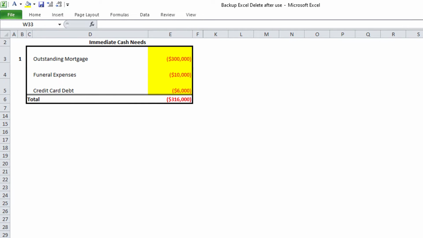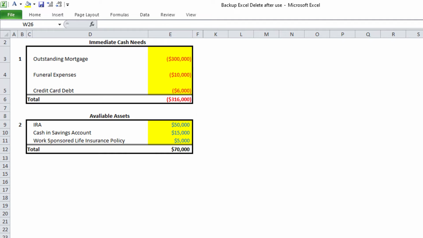And so for this family of plumbers, they have an outstanding mortgage of $300,000. They're going to have funeral expenses of $10,000 and credit card debt of $6,000. So their immediate cash needs are $316,000.